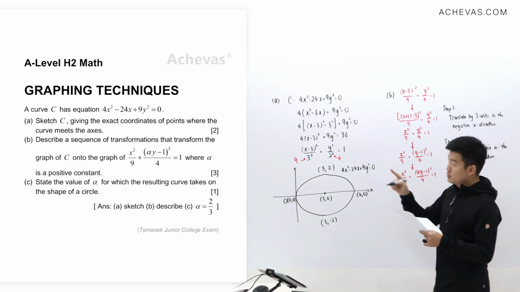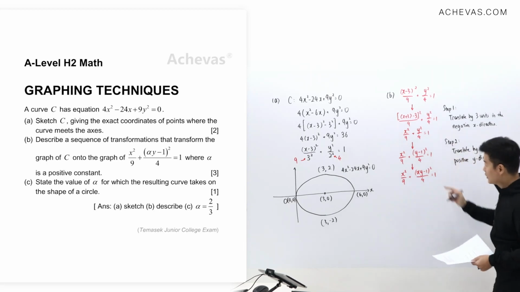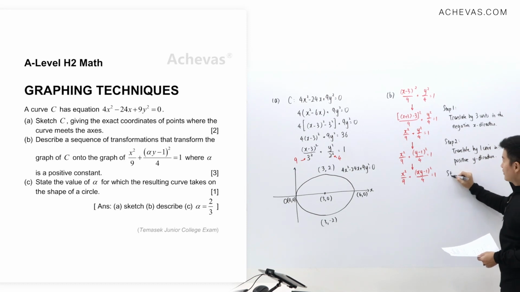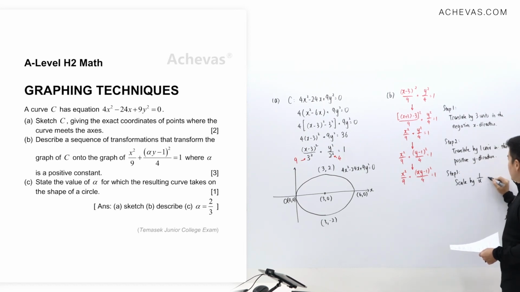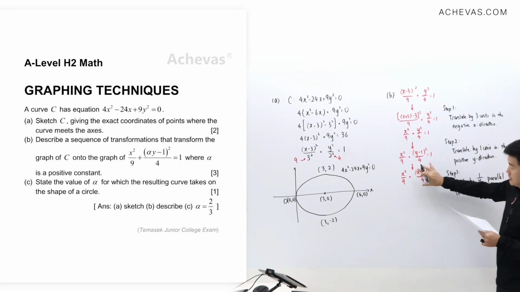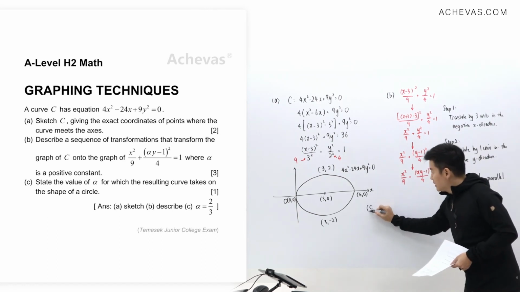And it is important for us to acknowledge the fact that alpha is a positive constant, or else there will be a reflection that is going to be taking place. So it is just replacing y by positive alpha y. So this last step here, step 3, is going to be a scaling. And we're going to scale by a factor of 1 over alpha parallel to the y-axis. Okay, so these will be the 3 transformations that I need for part B of the question. Let's look at part C.